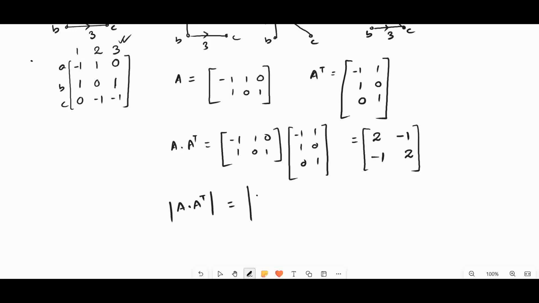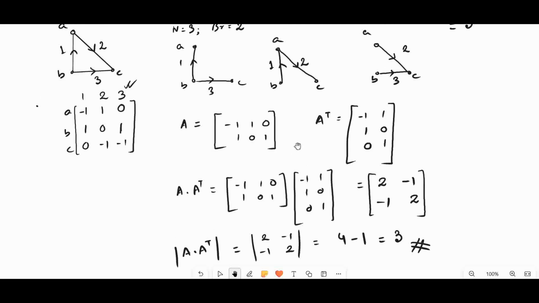So the determinant of this will be 2 into 2, which is 4, minus minus 1 into minus 1, which is plus 1, and the value is 3. So we have found that the total number of trees that we can draw from the graph is 3.